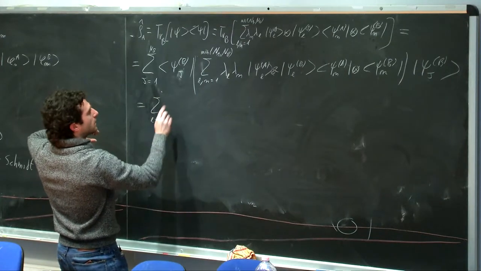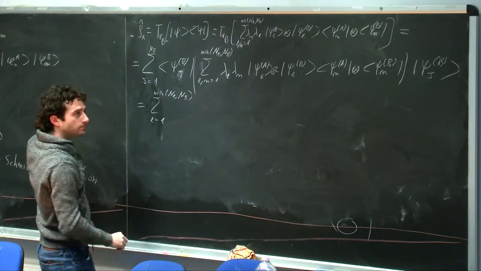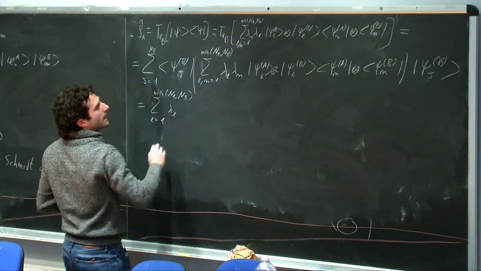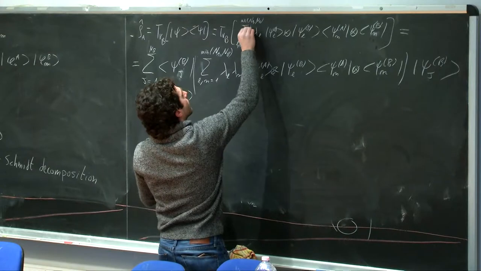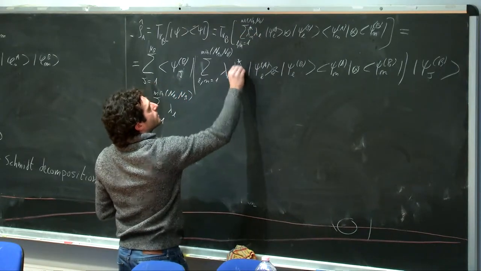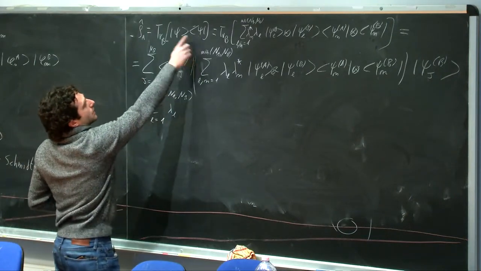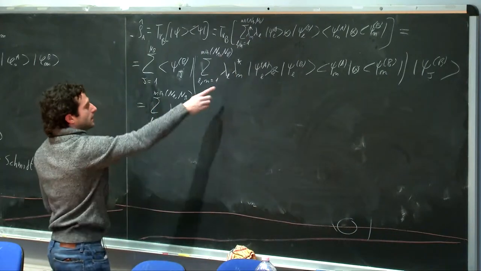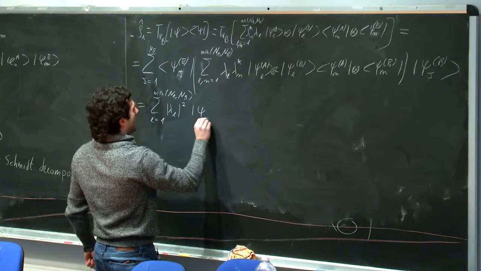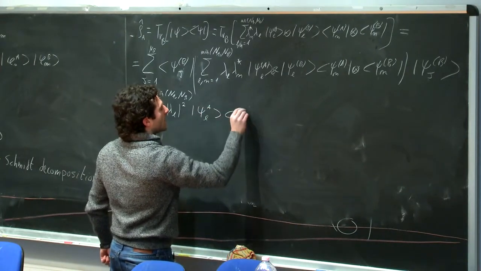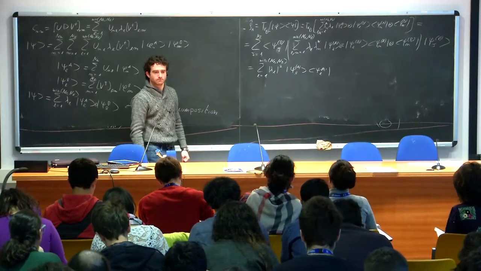Sum from n going from 1 to the minimum of n_A and n_B of lambda_l. Sorry, there is a conjugate somewhere here, because this is the bra, so it's the adjoint of psi, so I have a conjugate there. So I have lambda_l squared times psi_l^A psi_l^A. This is what we found.